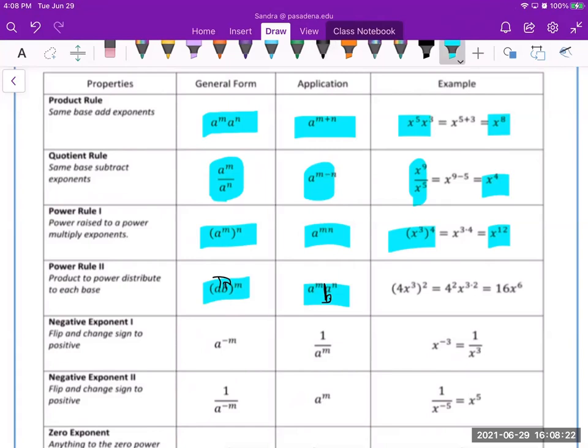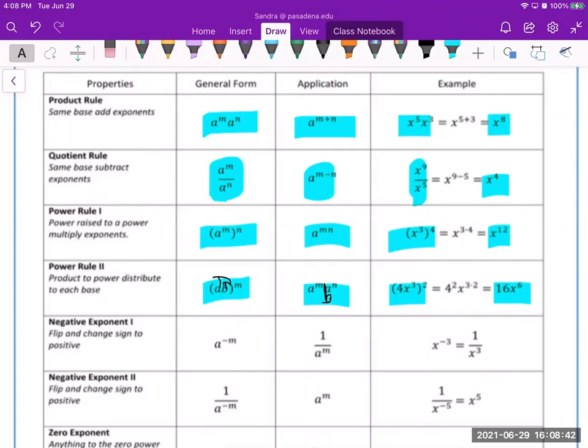Here's the example right here. I have 4x to the 3rd, squared. You multiply the exponents, so it will be 4 squared, and then x to the 3 times 2, 6. And so when you do the multiplication, you get 16x to the 6th power.